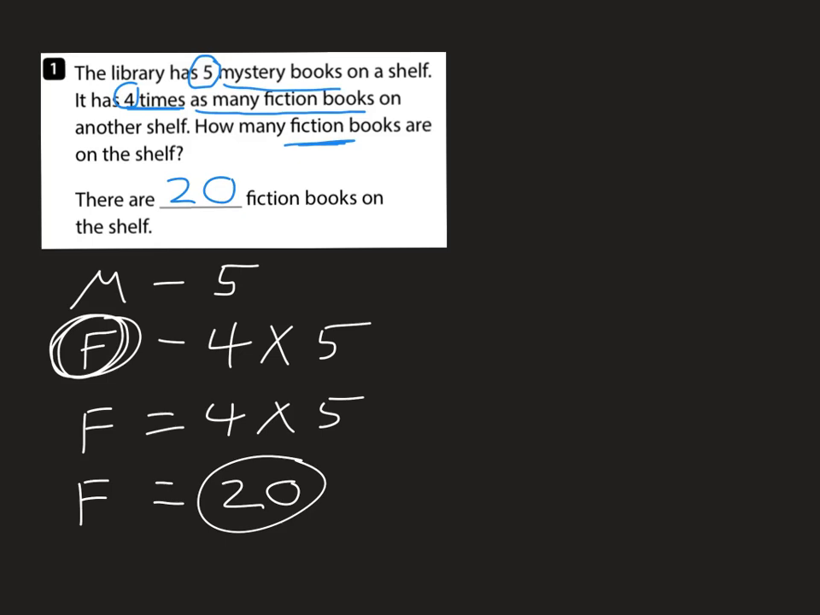All right, this is one way to do it. Now I'm going to show you a different way to solve this problem. We're going to set up a bar model. So here again, I'm going to put M for mystery books. And we know we have 5 mystery books. And then I'm going to use F for fiction books. We have 4 times as many.